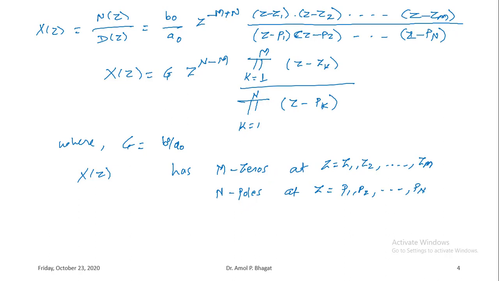And depending on the values, capital N can be less than M, or it can be greater than M. So it has mod of N minus M zeros, right? It has N minus M zeros if N is greater than M. So if N is greater than M, this will be positive, and if it is positive, then you can say that it has N minus M zeros, right? But again here, mod. And the same number of poles will be there if N is less than M. Correct.